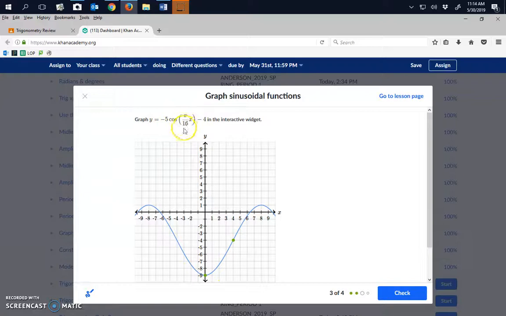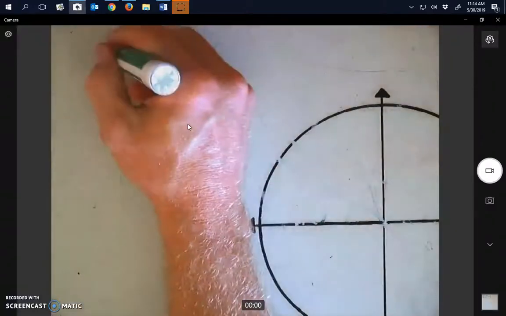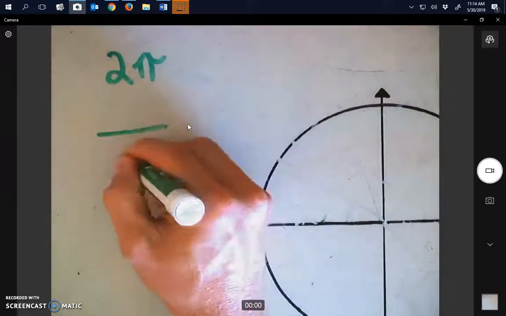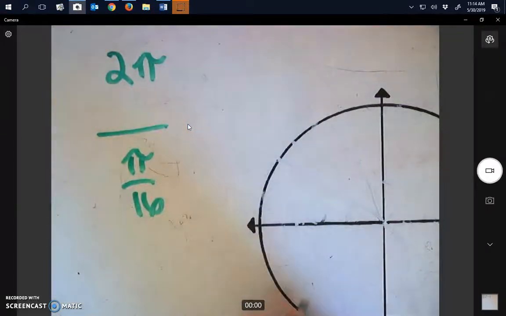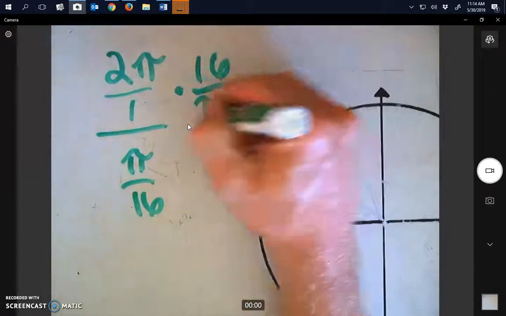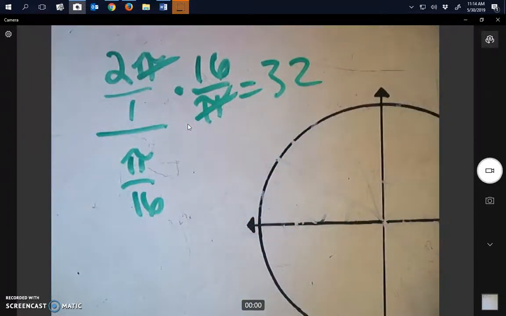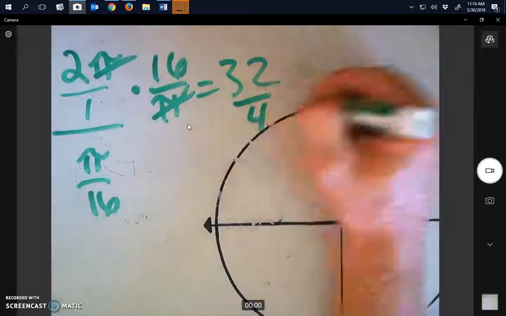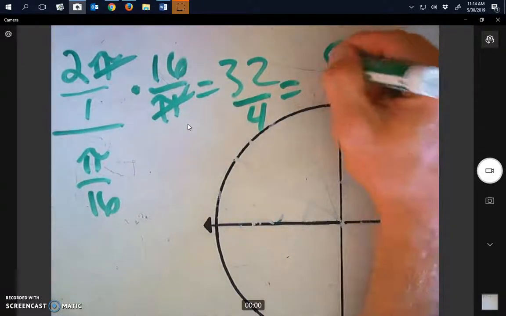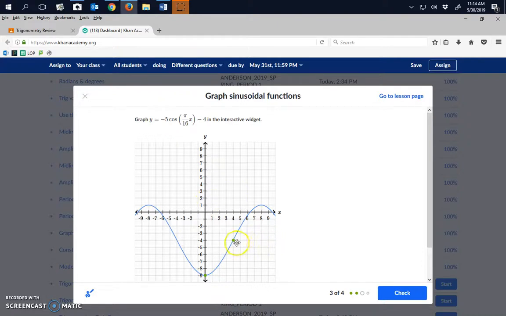Now the last thing we need to do is figure out our period. So we have 2 pi divided by pi over 16. All right, so once again, make this into a fraction. Flip and multiply. We get 32. And once again, we want to take a quarter of this, because we only can control a quarter of it, which we get 8. So this point should be moved out to 8.